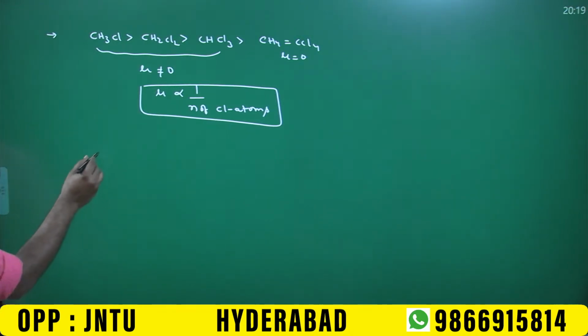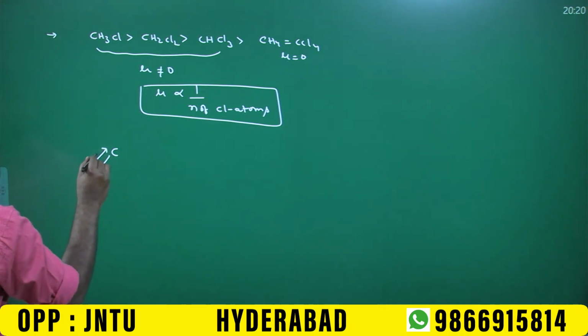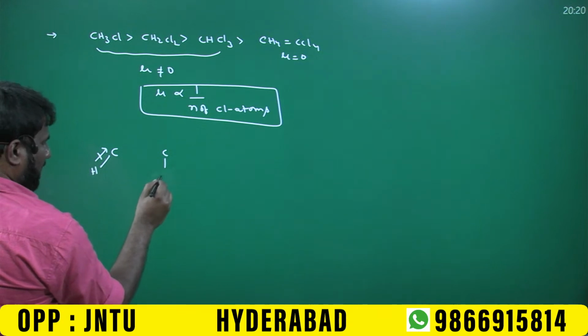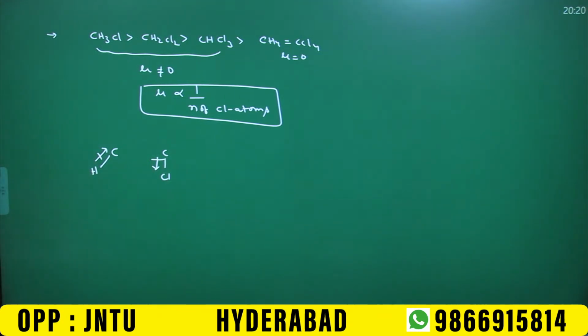Why sir? It is like this. The carbon hydrogen bond is a vector quantity like this. But for carbon and chlorine, it is in the opposite direction. As the number of chlorine atoms increases, the opposite direction increases. So dipole moment decreases. Write down. Next.